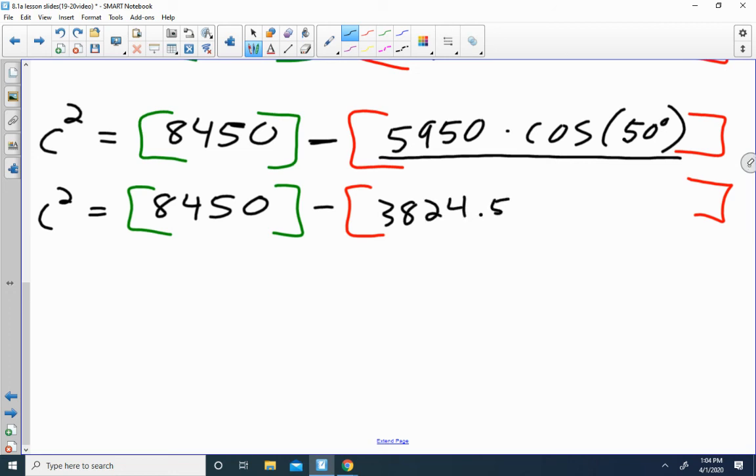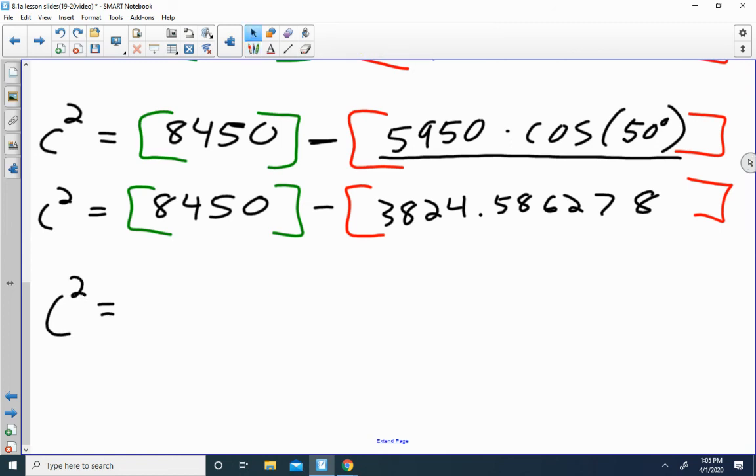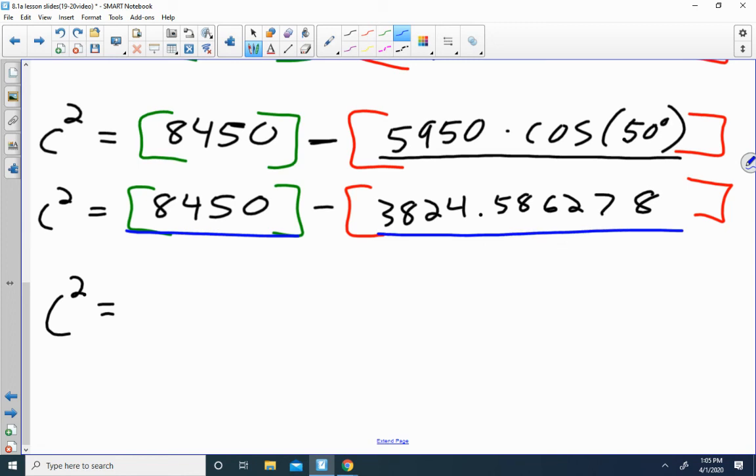3824.586278. Perfect. All right, we're almost done. Next thing we've got to do is everything in green minus everything in red. And if you want, you could do 8450 minus your previous answer. So that should make it easier for you.